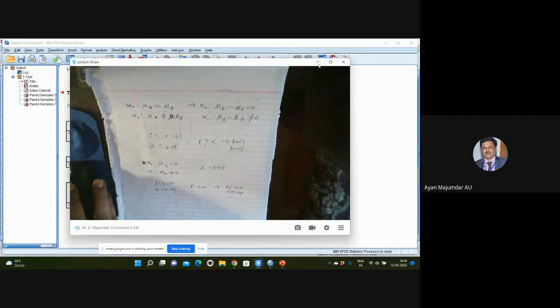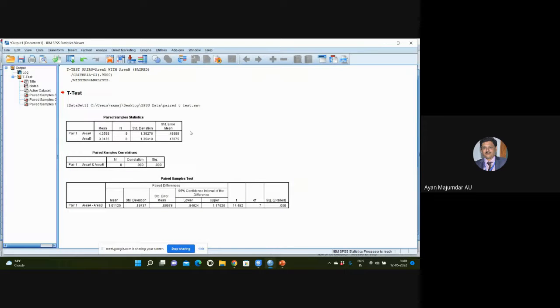So this is how the different t-tests are used. The first one is one sample, the second one is two sample unpaired, and the third one is two sample paired. So all are small sample tests. Now, for this paired one, we will check with another example.